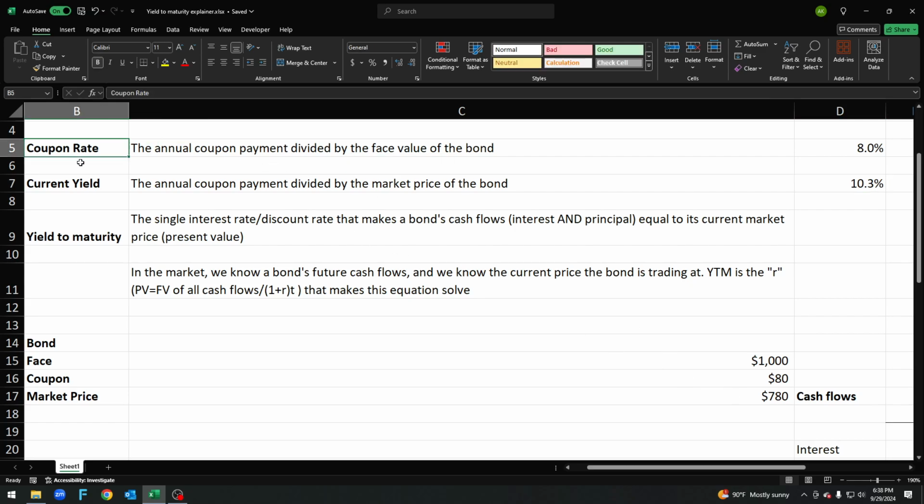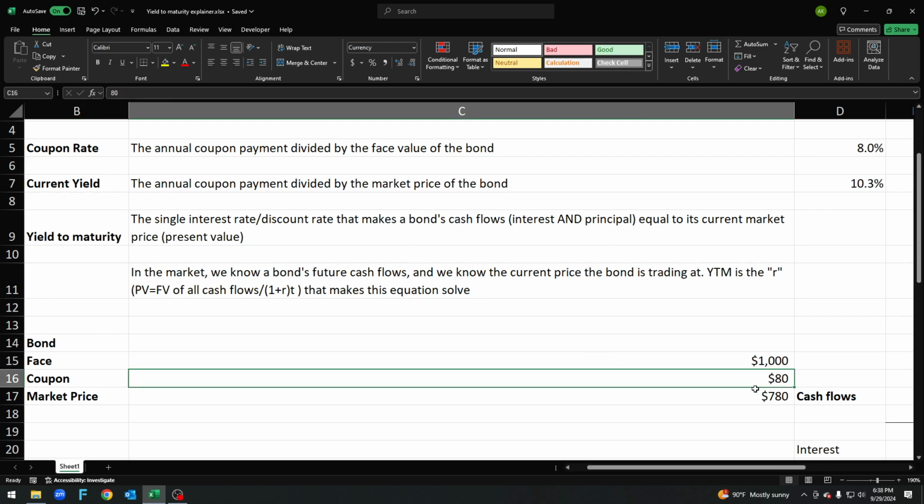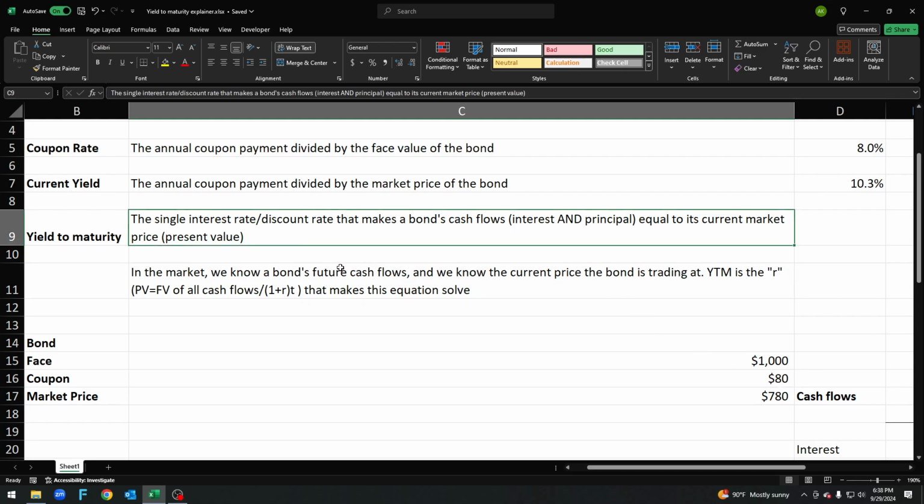The thing about both of these two is that they don't consider all the cash flows. They only consider the next cash flow, which is the coupon payment. But how do we take into account all of the bond's cash flows, all of the coupon payments over the life of the bond, as well as the return of principal at the end? That number is the yield to maturity. So it is the single interest rate or discount rate that makes all of the bond's cash flows, interest and principal, equal to its current market price, which is the present value.